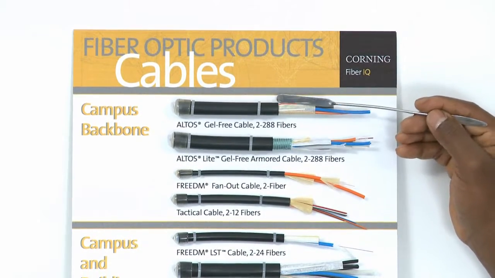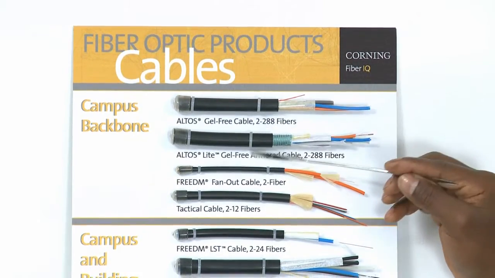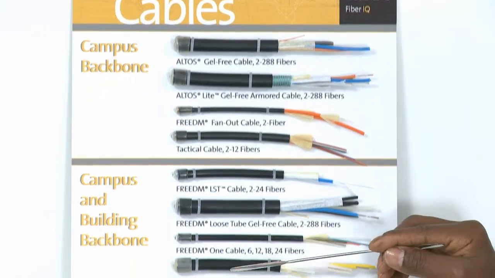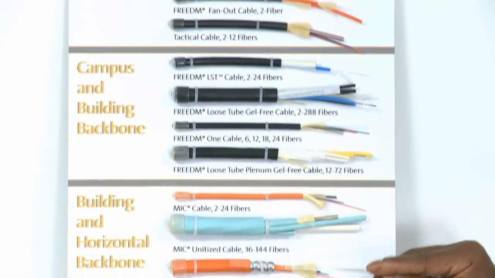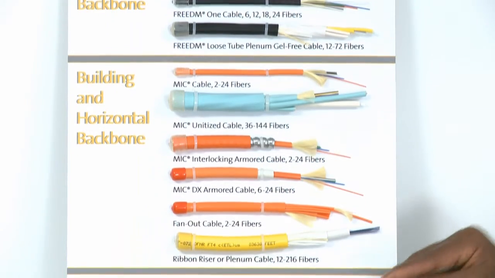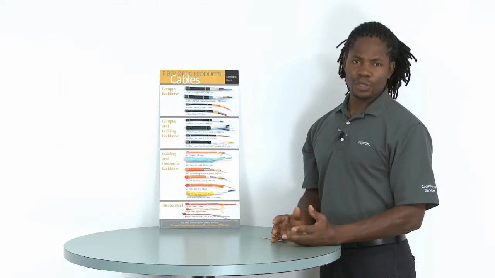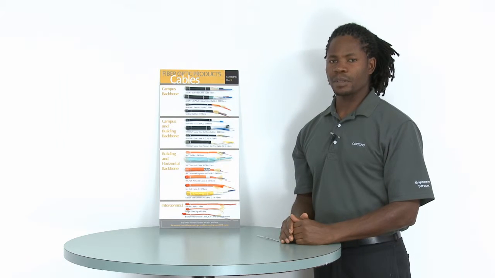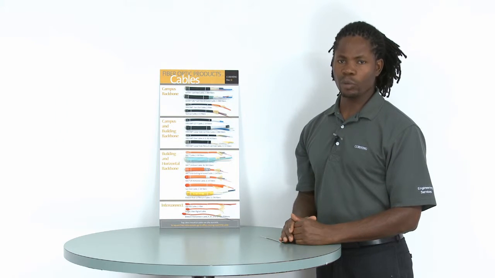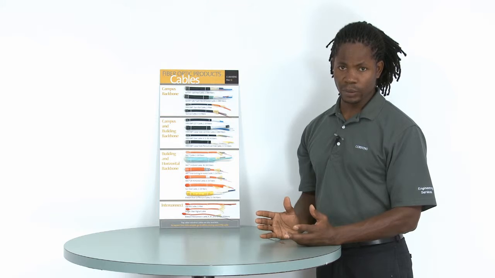At the top we have the outside plant cables. In the middle we have the indoor-outdoor cables, and then on the lower half we have the indoor cables. As you can see, this is a colorful bunch. To distinguish between the various fiber types, OM1, OM2, OM3, OM4, and OS2, the cables are color-coded.